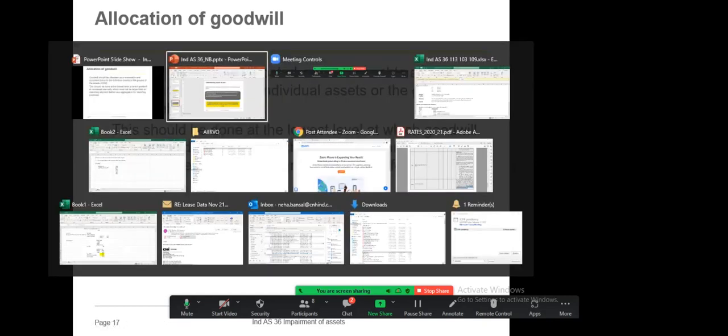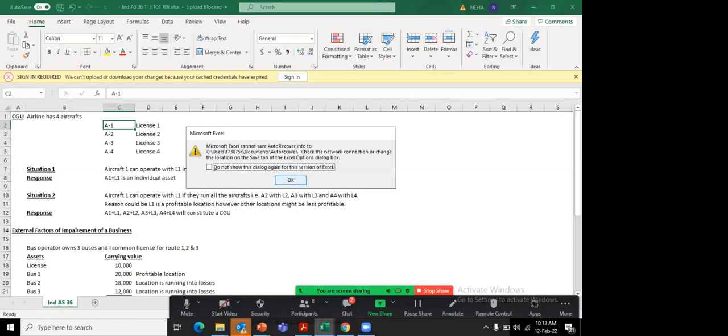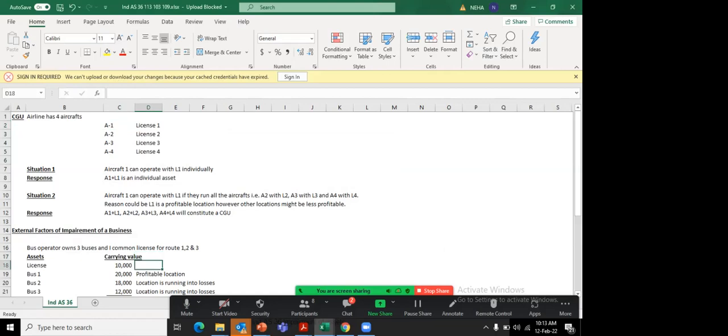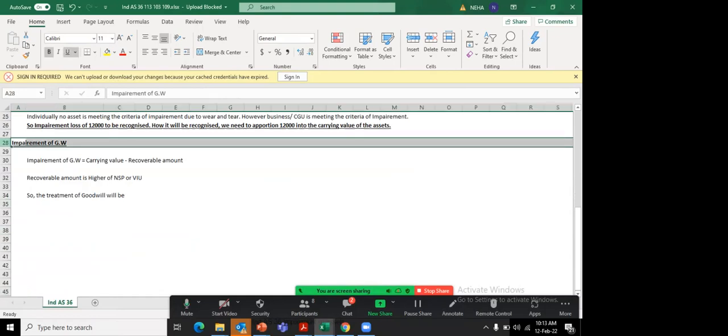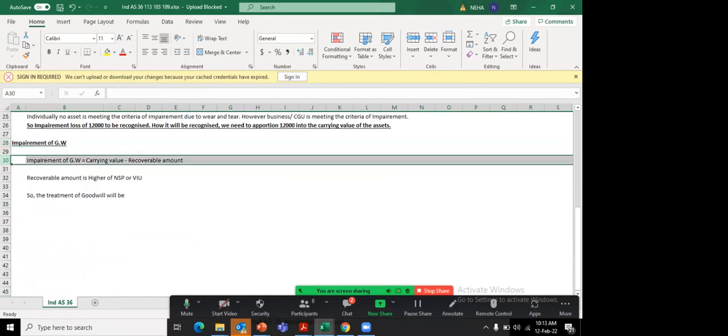Like if I take an example on goodwill, let me help you understand the concept. Why do we need to impair goodwill and how do we do the impairment of goodwill? The concept that we have seen is how impairment loss is calculated. Impairment loss is calculated as carrying value less recoverable amount.